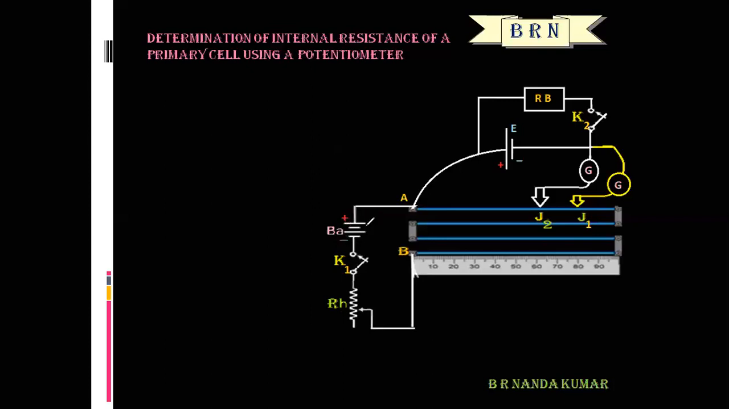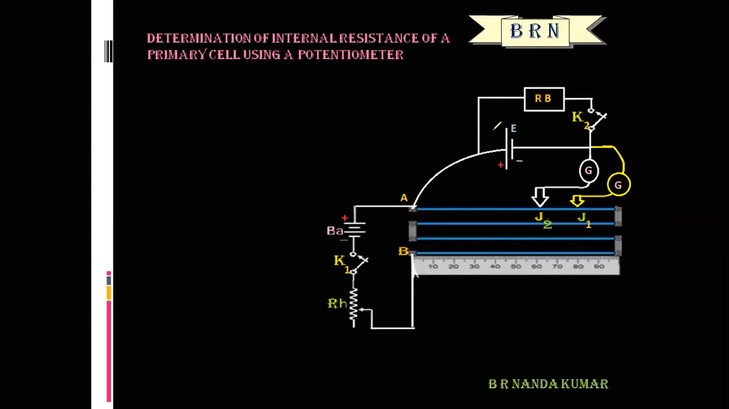The battery means the combination of cells. This one is the primary circuit of the potentiometer, and this is necessary for all potentiometer experiments. This is called the primary circuit or driving circuit or auxiliary circuit. And this is the secondary circuit.